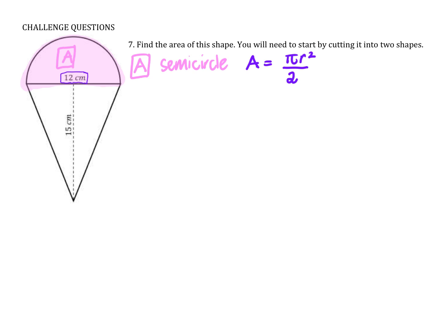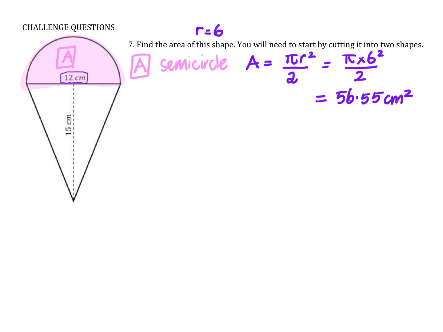So how am I going to find the radius? Well, I get the diameter, divide it by 2. 12 divided by 2 is 6. So that's going to be pi times the radius, which is 6 squared, divided by 2. Pop that in my calculator. Pi times 6 squared over 2. And that gives me 56.55 centimetres squared. Okay, so that's our semicircle.